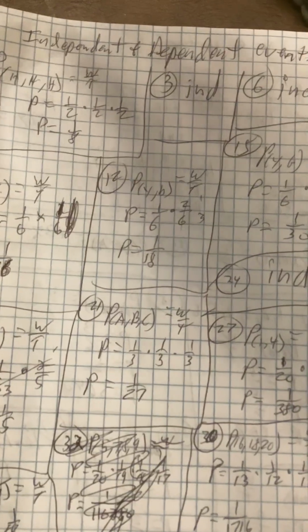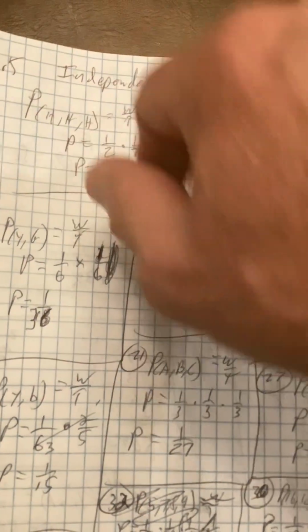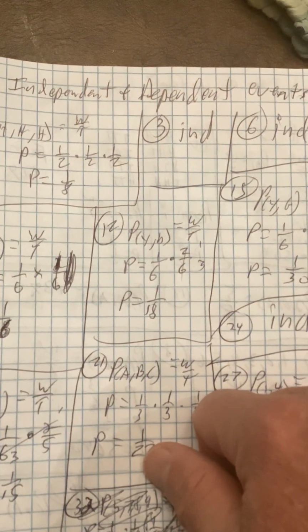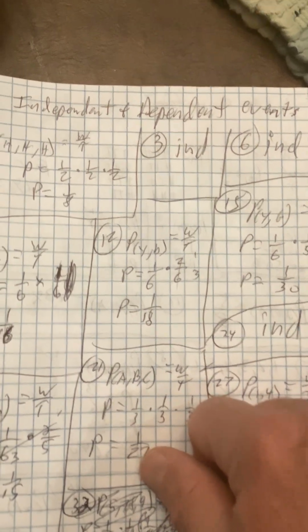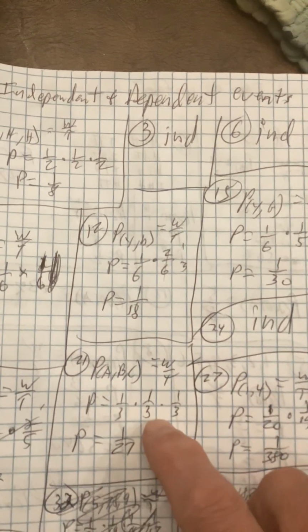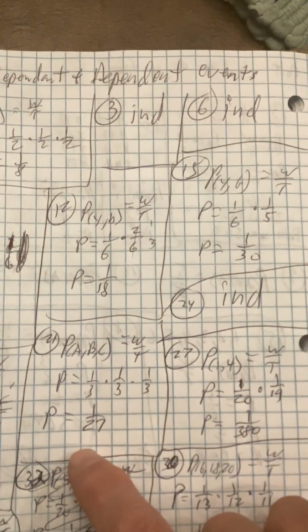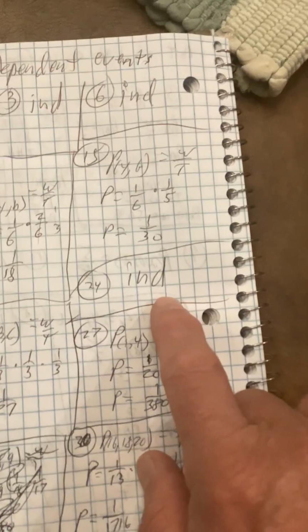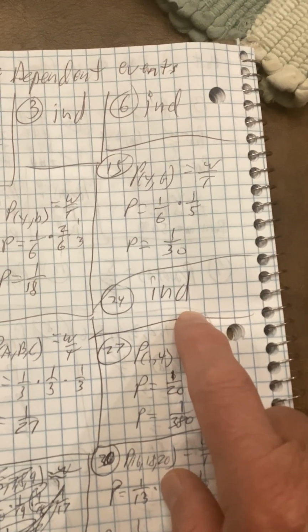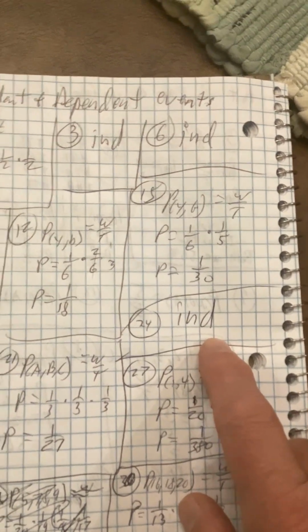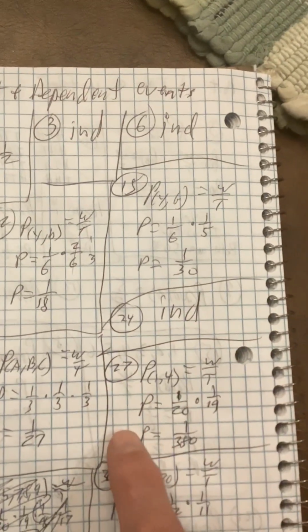Number 21, what's the probability of doing A, then B, then C? Well, they're each 1 out of 3, so it'd be 1 out of 3 times 1 out of 3 times 1 out of 3, which would be 1 out of 27. Number 24, were the compound events above dependent or independent? They were independent. Number 27.